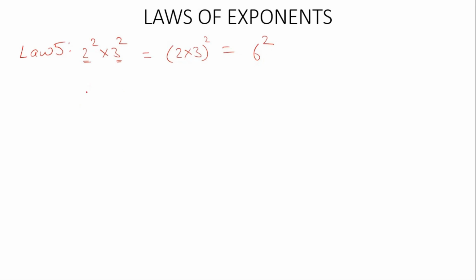One more example. Suppose we are having 5 to the power 3 into 6 to the power 3. What can we write it as? 5 into 6 to the power 3. The power will get common and the bases will get multiplied. So 6 fives are 30, to the power 3.